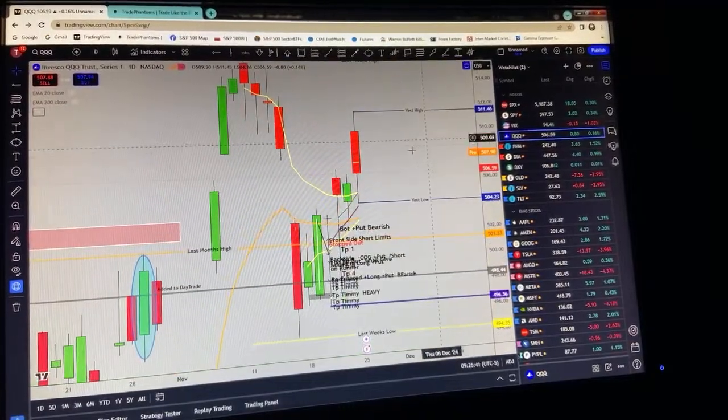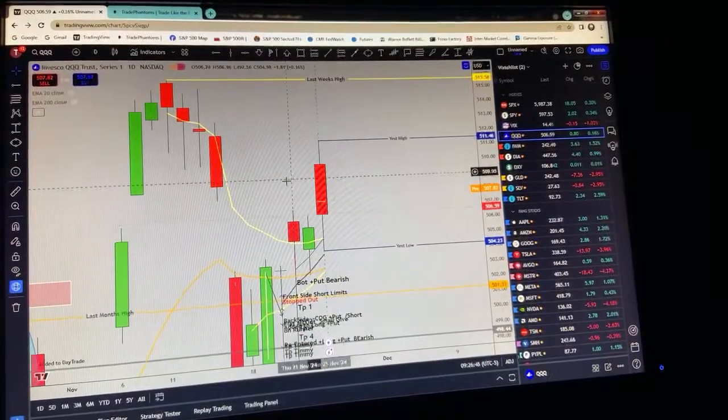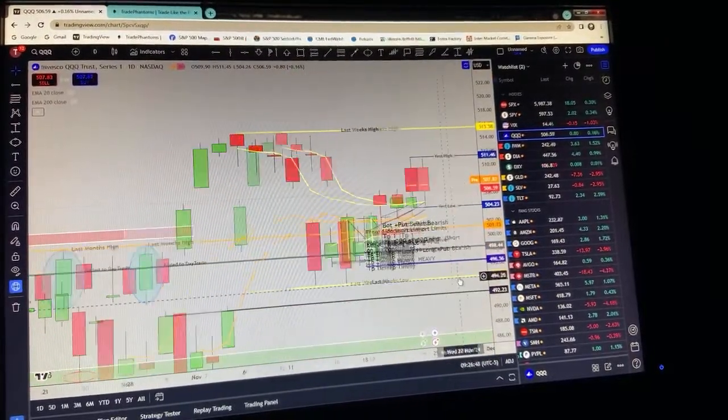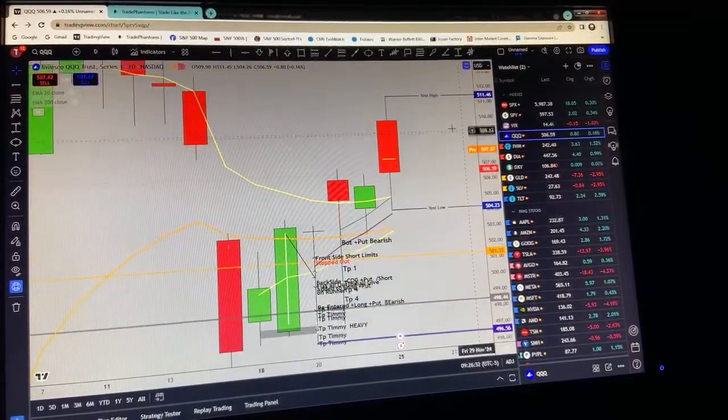Need some more McD's. Go harder. More size. Add to winners.